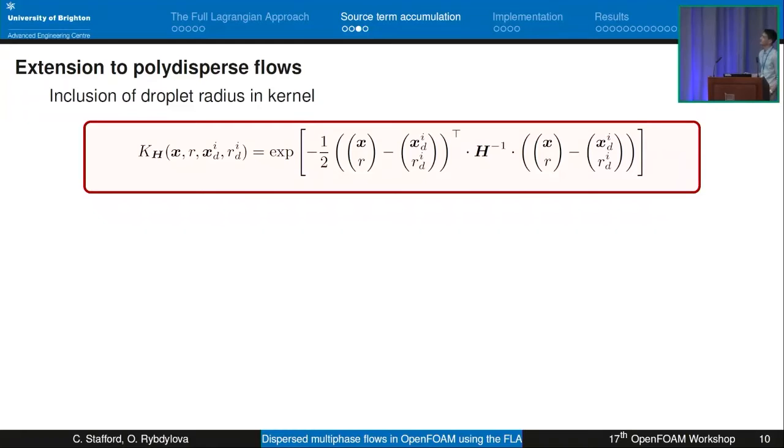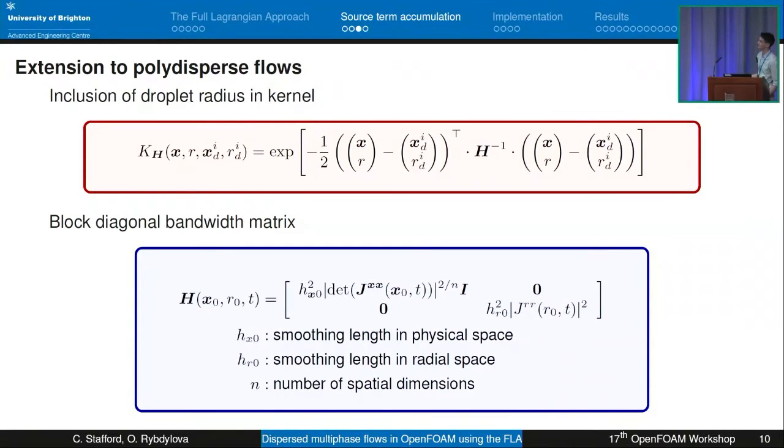We can extend this to polydispersed flows by increasing our phase space to include radius. It's relatively simple, a case of just increasing our kernel to have an extra dimension. And then, in this case, for our bandwidth matrix, we just use parts of the blocks of our Jacobian matrix to specify that accordingly. So that's straightforward, which is an advantage.